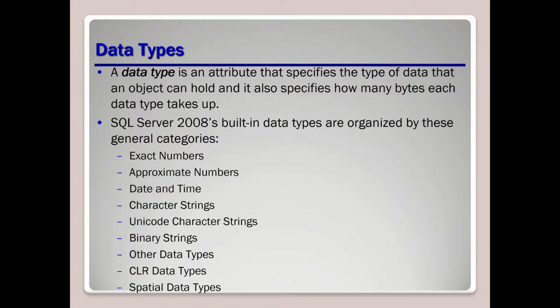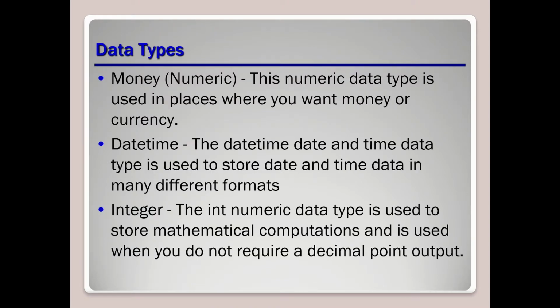But it talks about exact numbers, approximate numbers, date and time data types, character strings, Unicode character strings, binary strings, other data types, CLR data types, and spatial data types. So here, money is a numeric data type used in places where you want money or currency. Datetime is used to store date and time data in many different formats. Your integer, the int numeric data type, is used for mathematical computation when you do not require a decimal point output.